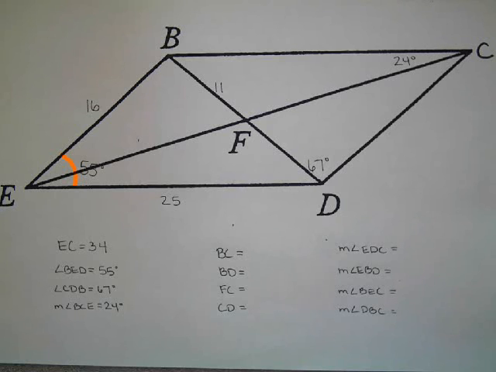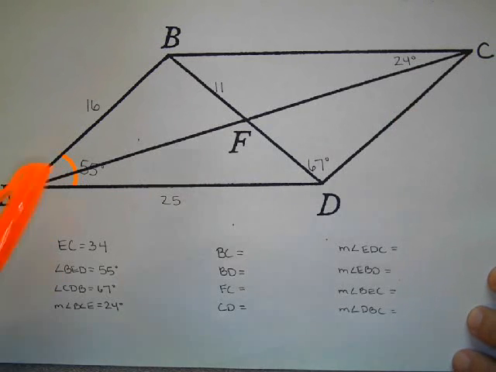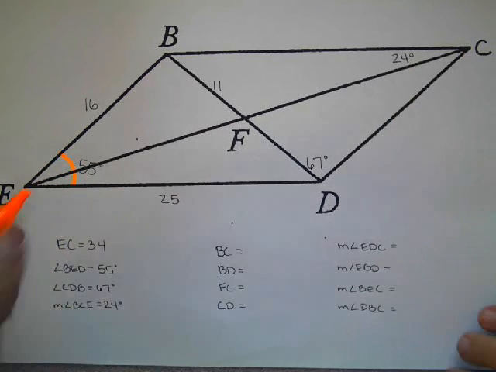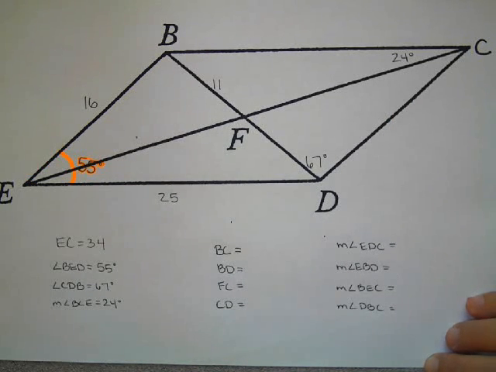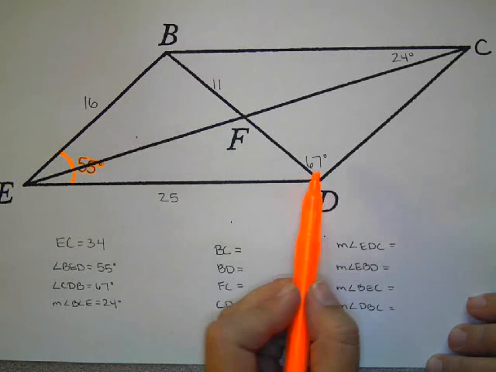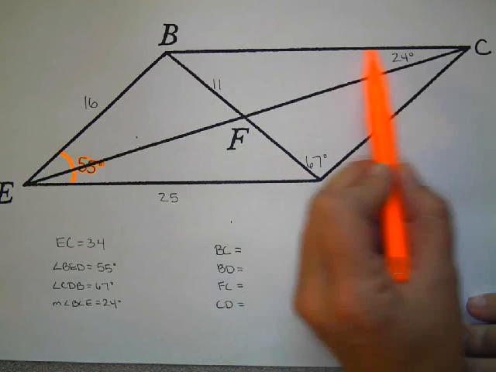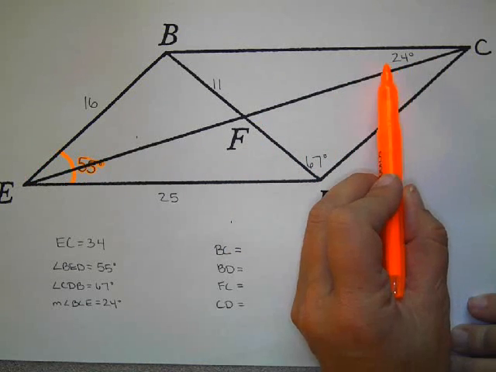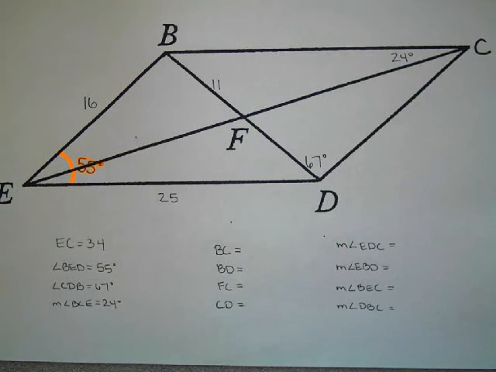The length of segment EC, which is the entire diagonal from E to C, is 34. The measure of angle BED, this entire angle I have here with the orange arc, is 55 degrees. So put a bigger 55 degrees. The measure of angle CDB is 67, and the measure of angle BCE is 24 degrees. It's very important to put the angles inside right at the vertex. And then the side lengths that were given are indicated on the diagram.